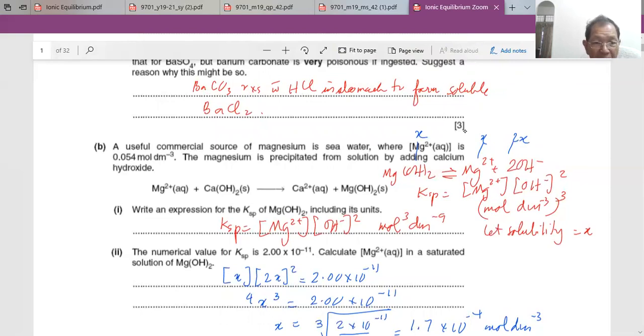Write an expression for Ksp for magnesium hydroxide. Same again. So write this one first. Of course, you put solid there.